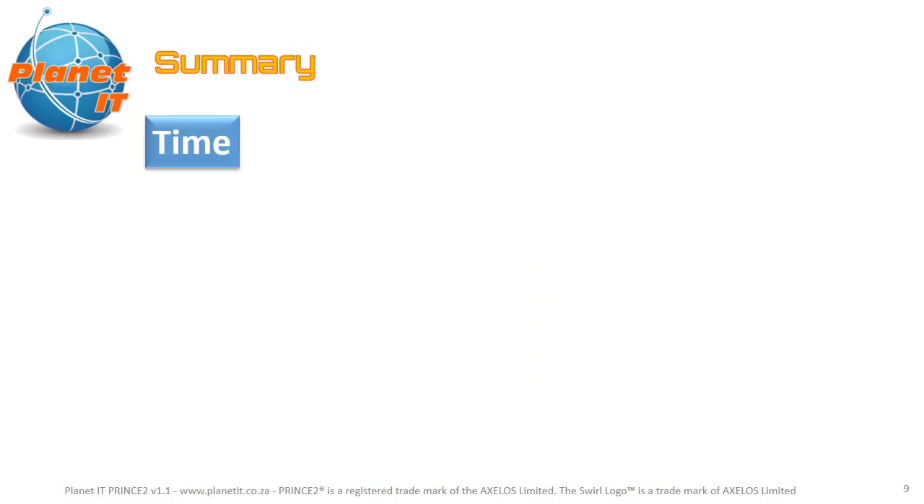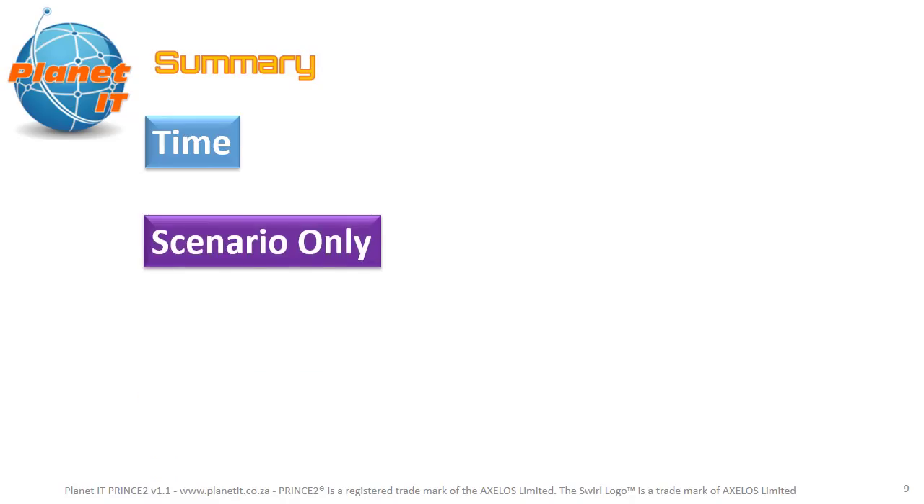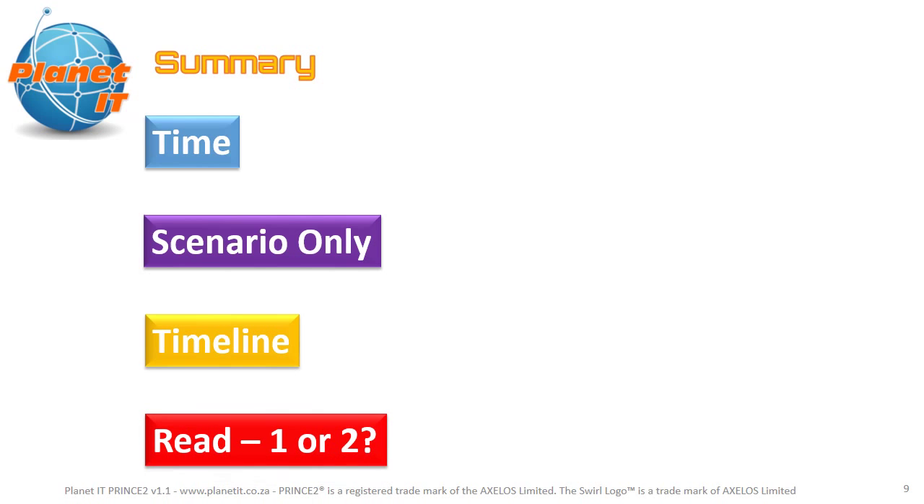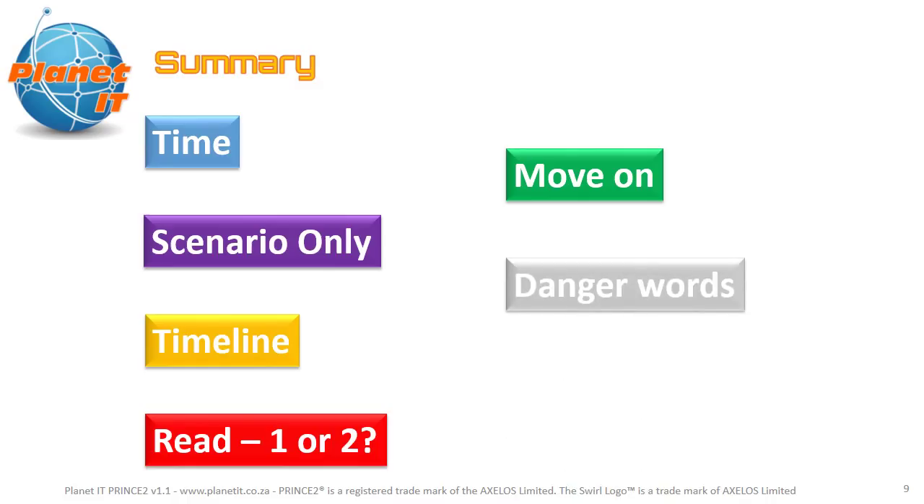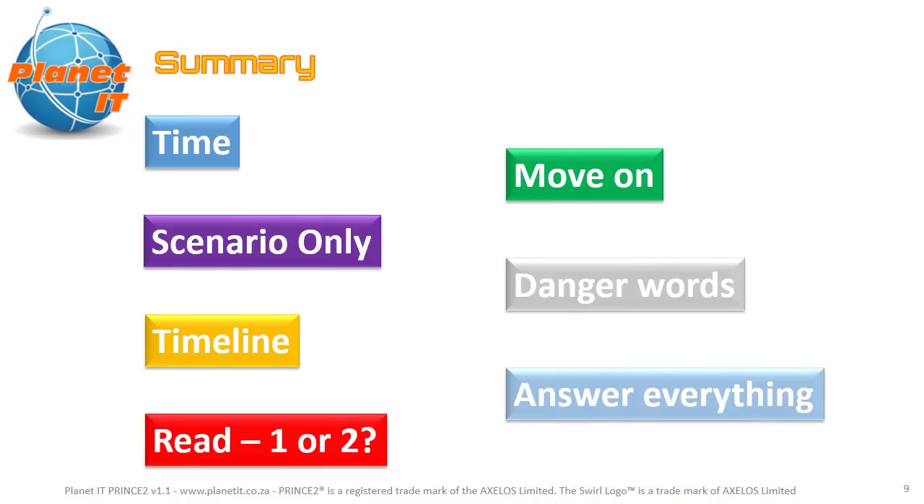In summary then, firstly, manage your time efficiently. Secondly, read your project scenario only to start off the exam with. Draw yourself the little timeline if you get told exactly how many stages you're dealing with for your project. Read extremely carefully and ensure you give one answer where required or two answers where required. If you get stuck, move on, come back to that particular question later. Watch out for your danger words, all, always, only, never, none. And lastly, ensure that you answer every single question on your exam paper.